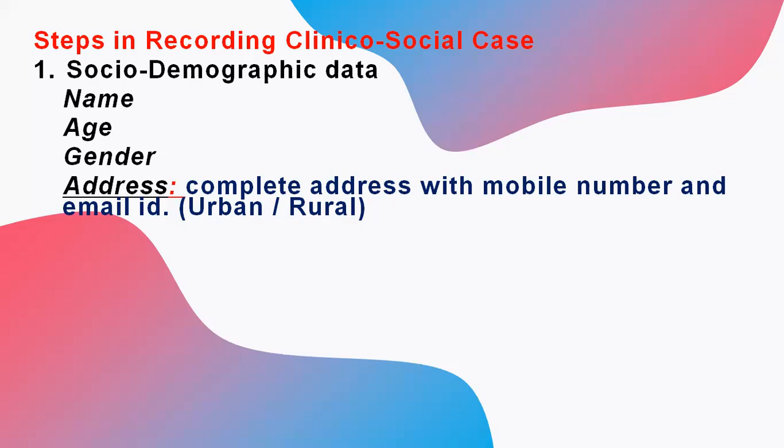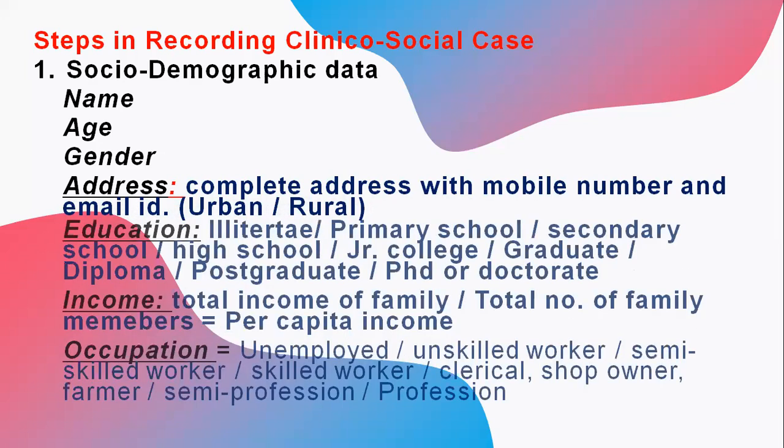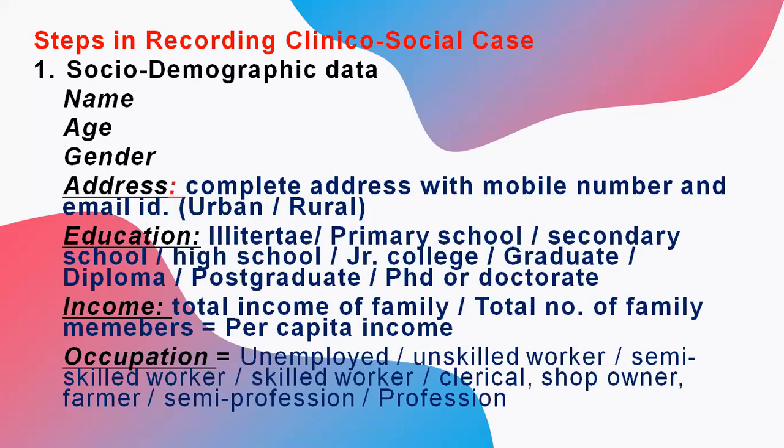First you need to record socio-demographic data: name, age, gender, and address. Particularly, it should be a complete address with mobile number and email ID. From this, you come to know whether the patient is from an urban or rural area, and to communicate with the patient, we need the complete address. Then we should record the education, income, and occupation.